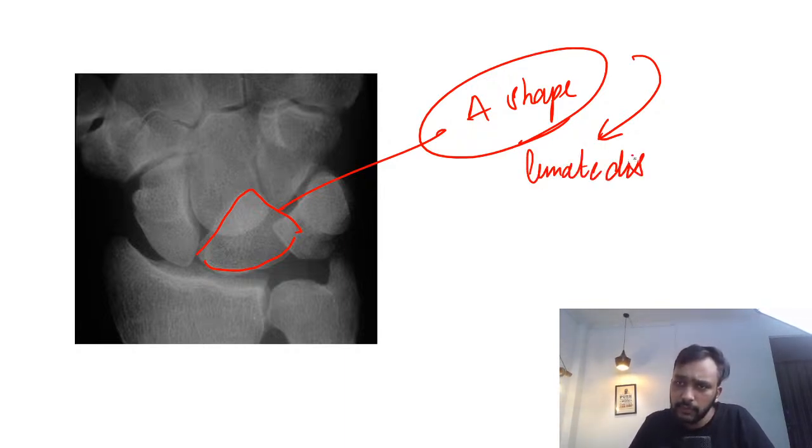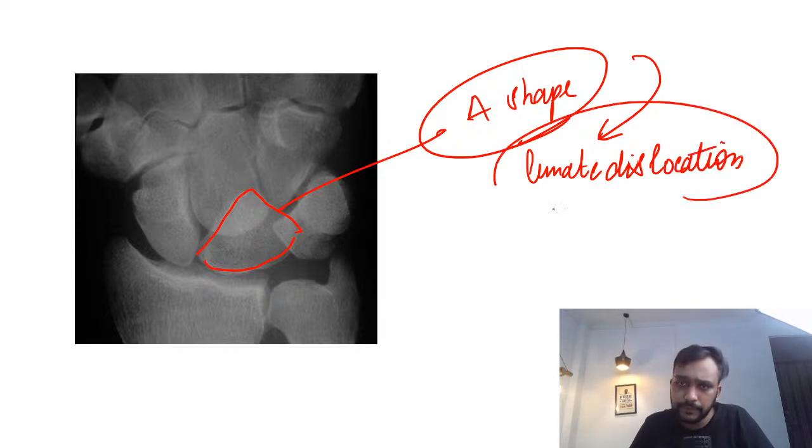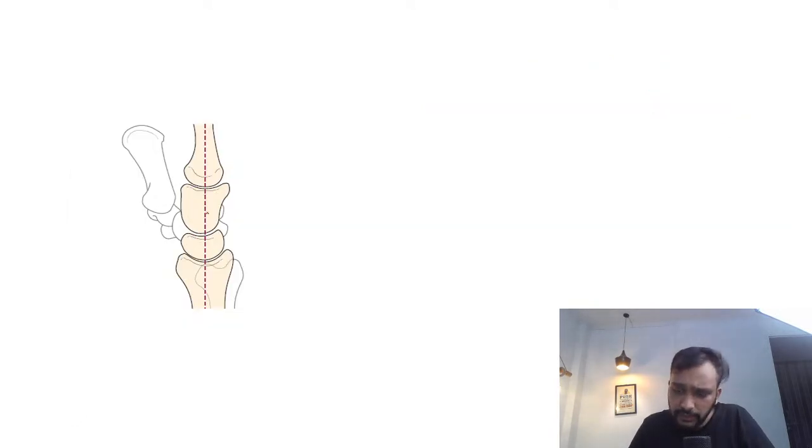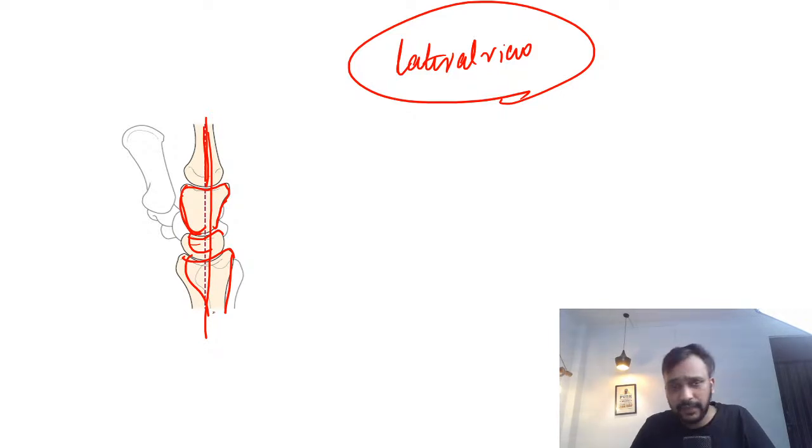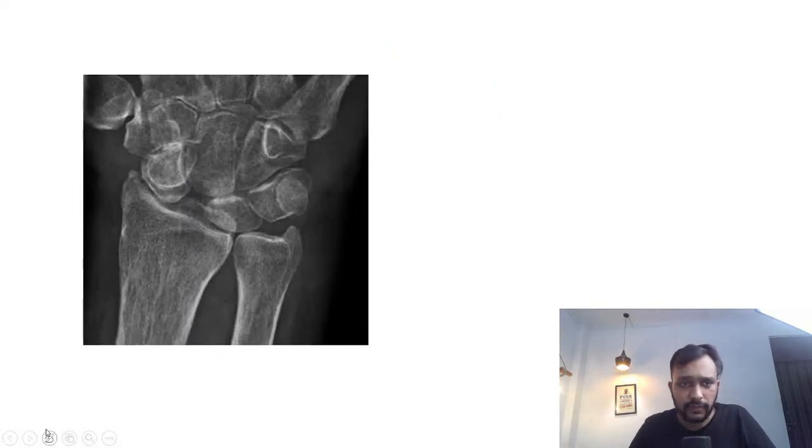Other ways to look at lunate dislocation is to get a lateral view. What do we see in this lateral view? If we draw a line through the capitate, the line will pass through the metacarpal, capitate, lunate, and the distal end of the radius. So if we draw a line through these bones, and one of the bones is not lying on this line, then we are going to suspect a case of lunate dislocation.